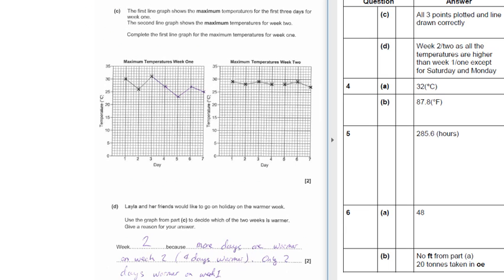Okay, turning over the page. The first line graph shows the maximum temperatures for the first 3 days of week 1. The second line graph shows the maximum temperature for week 2, which we don't really know about. Complete the line graph for week 1. That's nice that they've done the hard work. They've done the scale, they've done the labelling. It's up to you to plot. They've got 3 points, so it's up to you to plot 4 points.